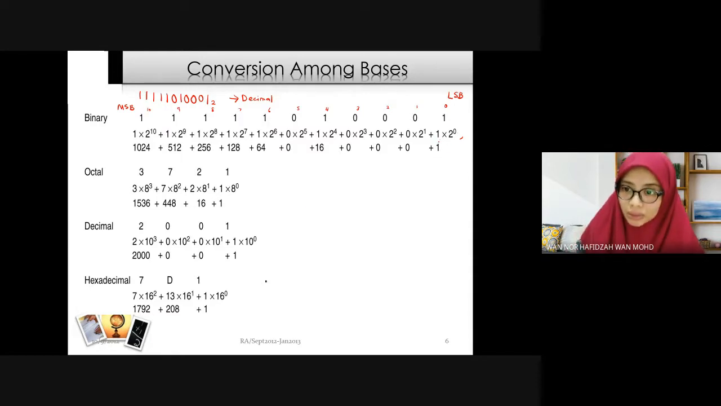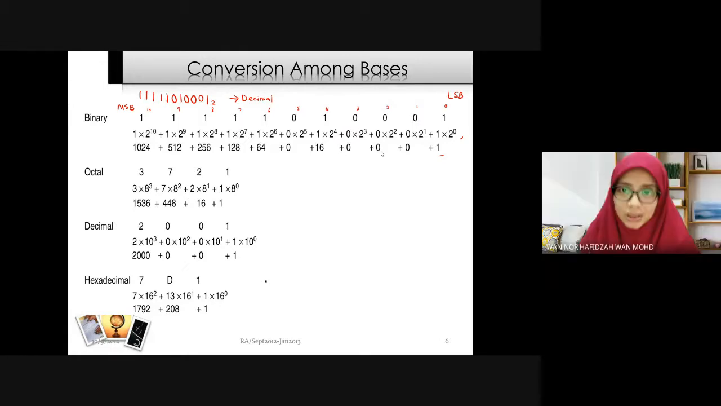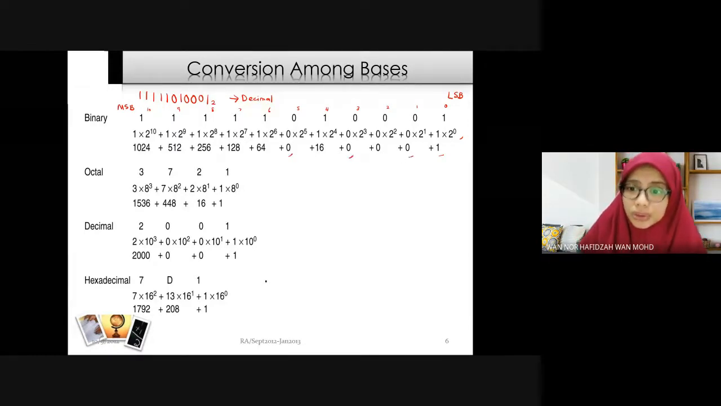Okay, 1 times 2 to the power of 0 is 1, we know that. And then this is 0, no need to calculate. Don't plug in 2 to the power of 8 and multiply with 0. Any number times 0, we get 0. 0 multiplied by 0, we get 0. So we don't actually have to calculate. So this is 0, 0, 0.